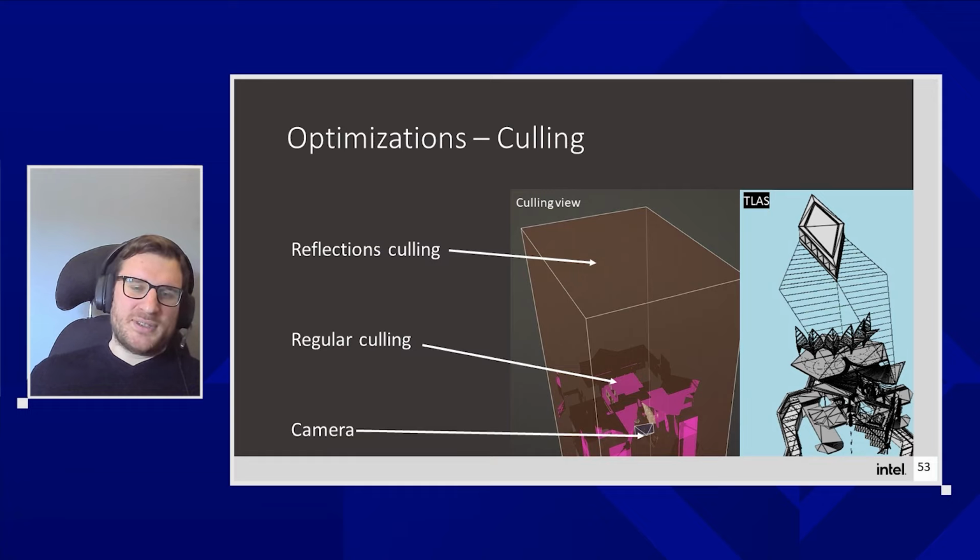And as you can see from the TLAS, that's the actual visualization of the TLAS on the right. And that's actually much less geometry than the whole level. Of course, it's still significant and there's still a performance problem, but it's way less than it would be if we put the whole level in the TLAS.